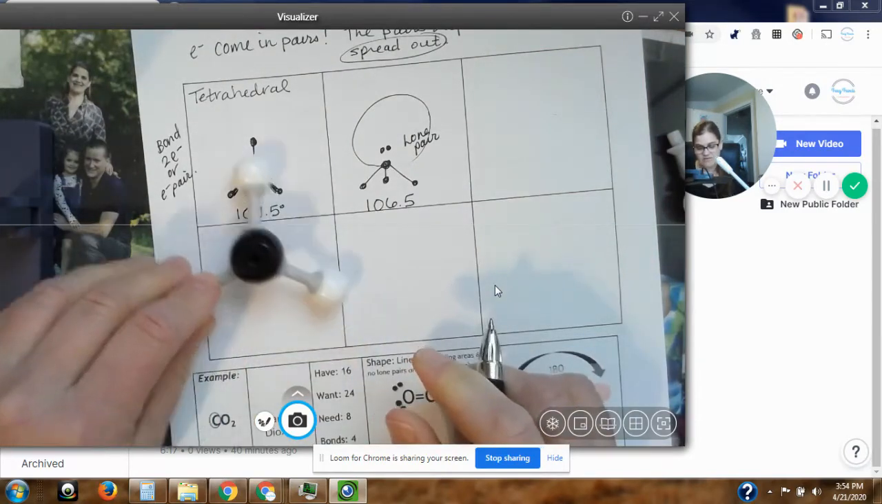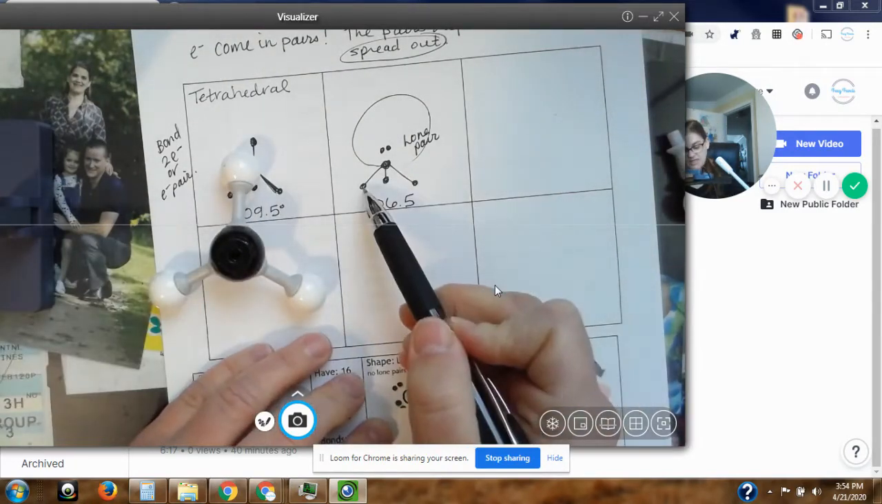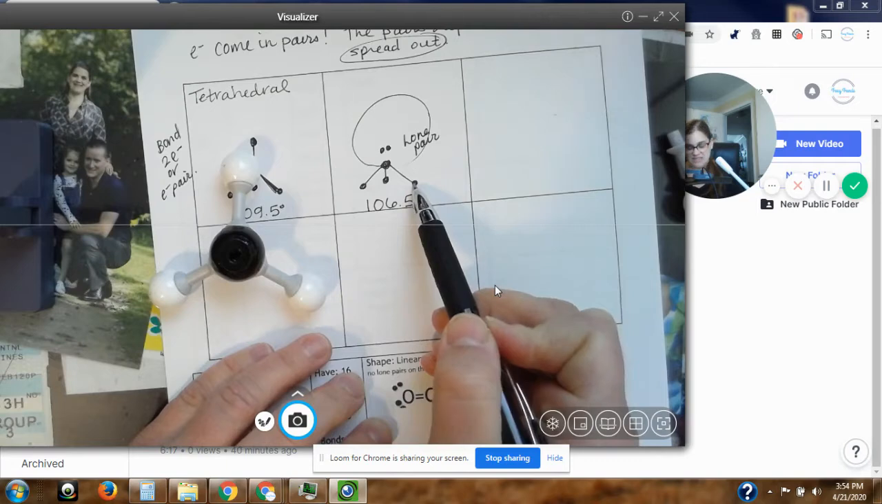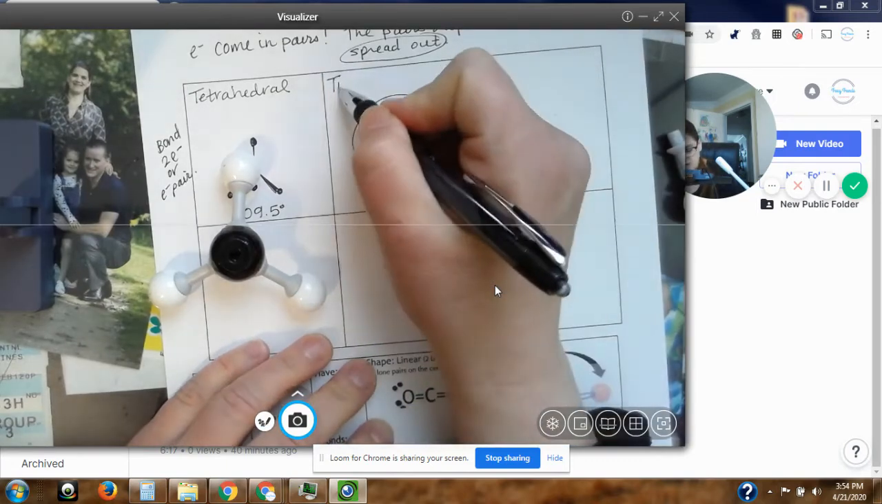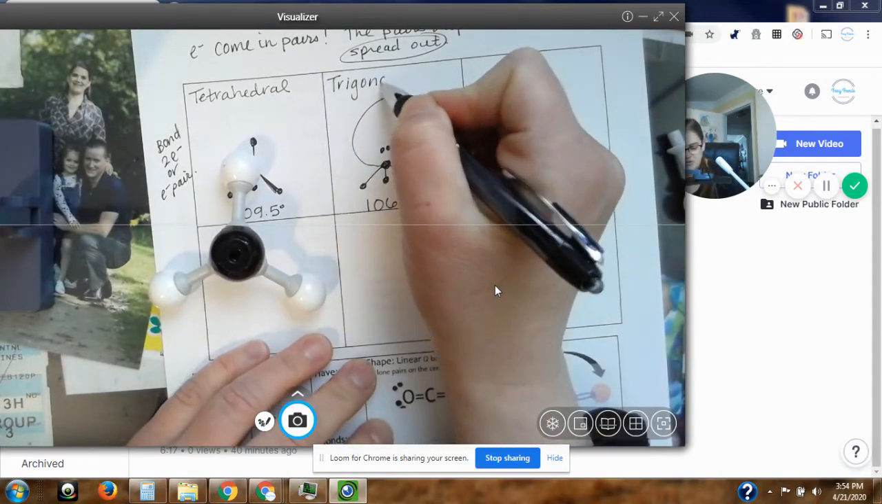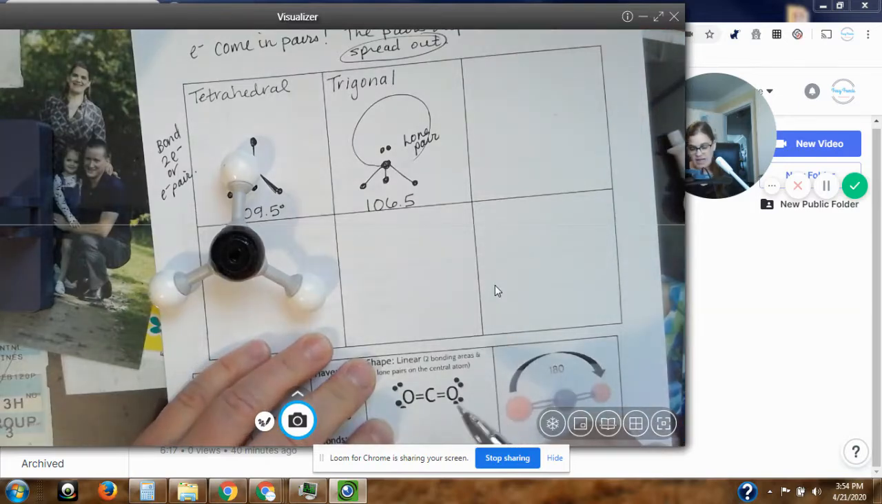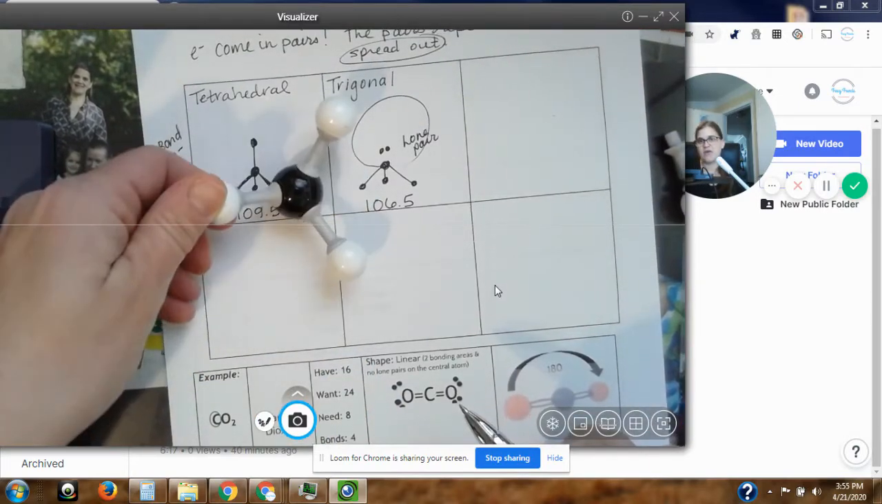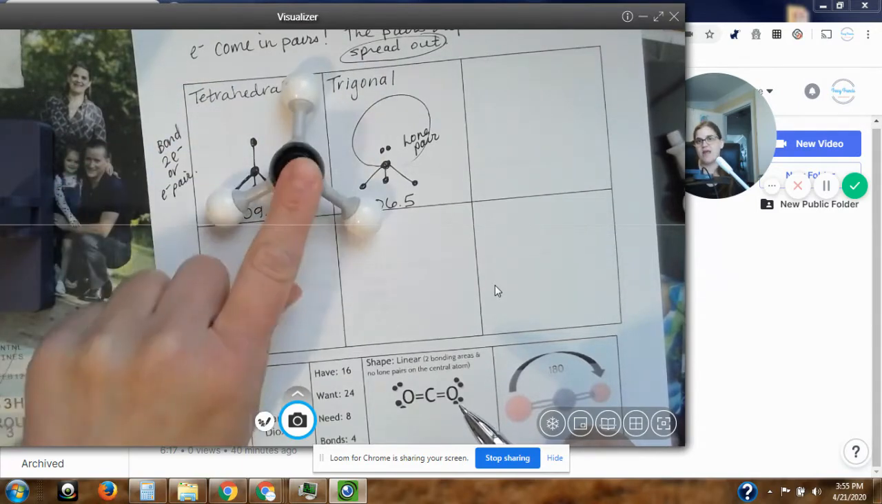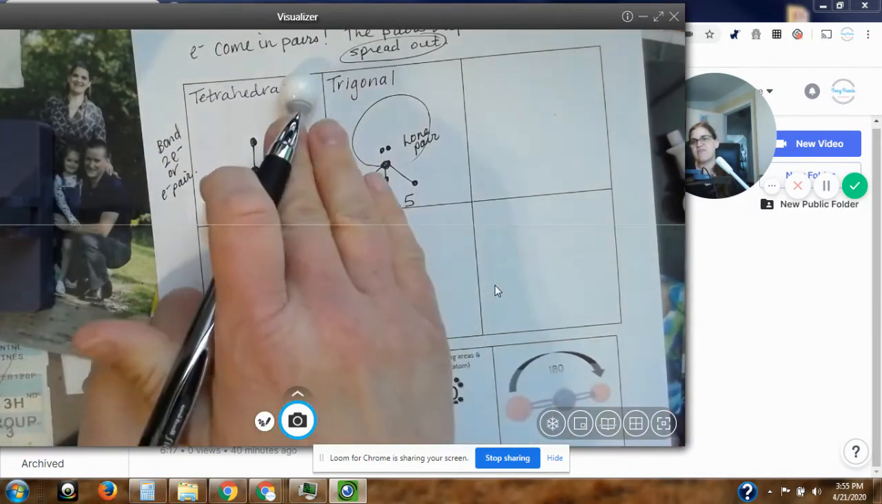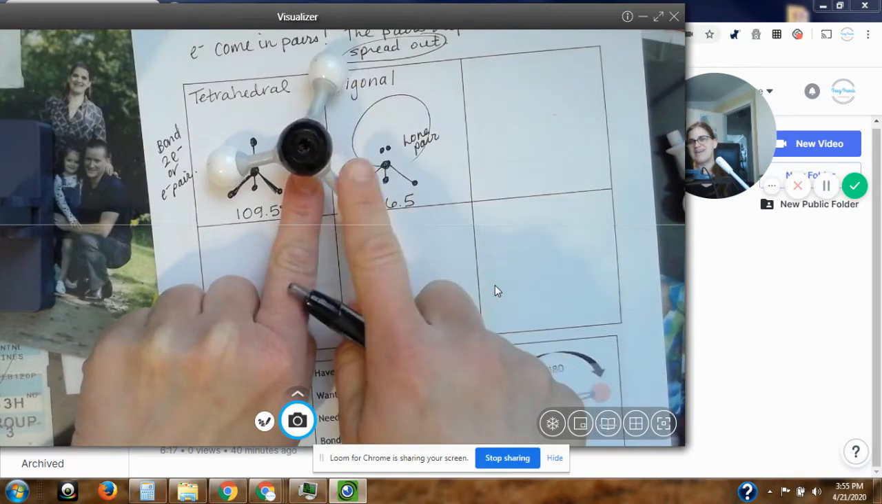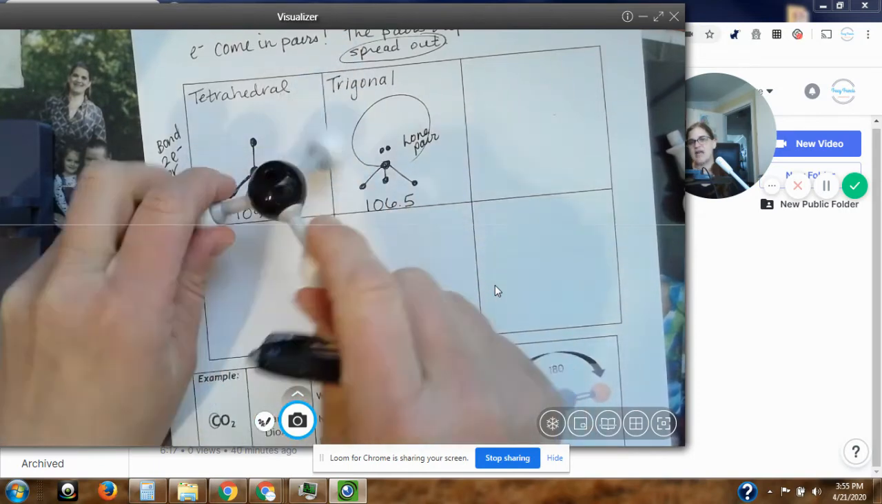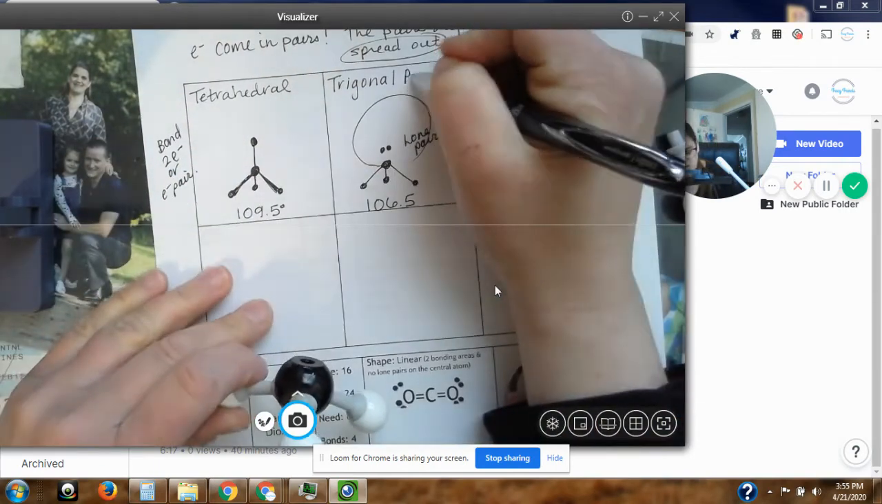Now, we also have to give this one a name. This has 1, 2, 3 things attached to it. So the first part of the name is called trigonal for the 3 attached. And if you look at this, it's got a pyramidal shape. If I put this down flat on my desk, I can actually get my finger underneath here, and you'll see that it's actually a pyramid. So this is trigonal pyramidal.